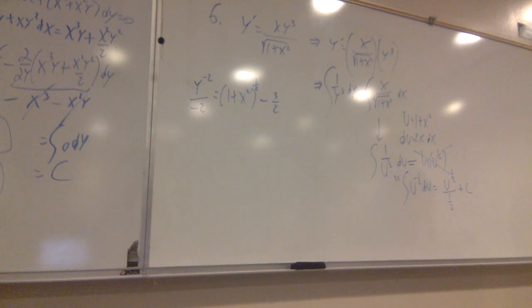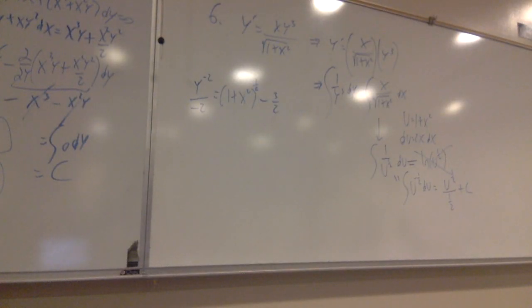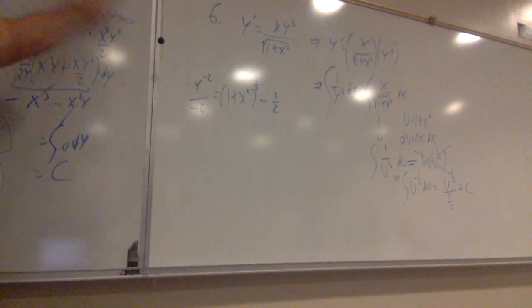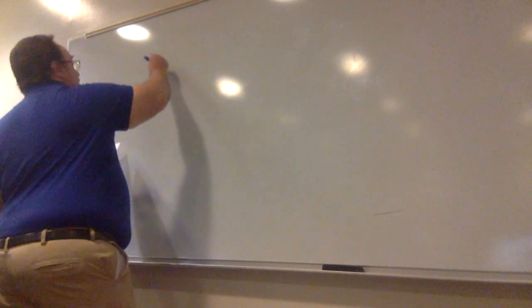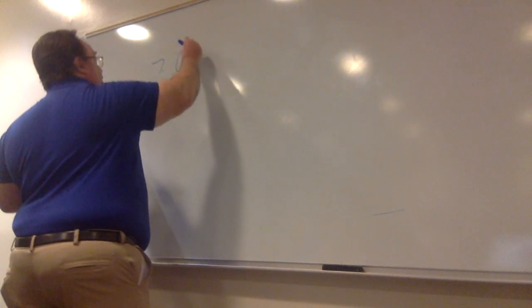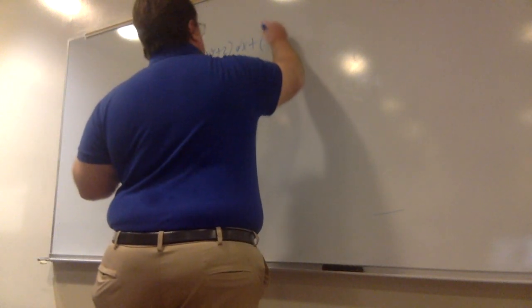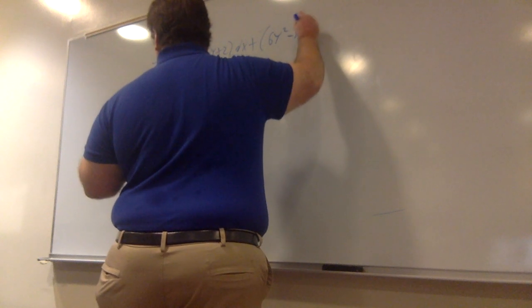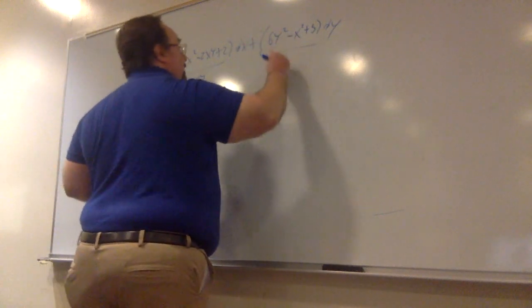Okay. Questions about this one? Okay. The last one is similar to number 5. It has that kind of appearance: 3x squared minus 2xy plus 6y squared minus x squared plus 3 dy. So this is treated as if it's hopefully an exact equation.